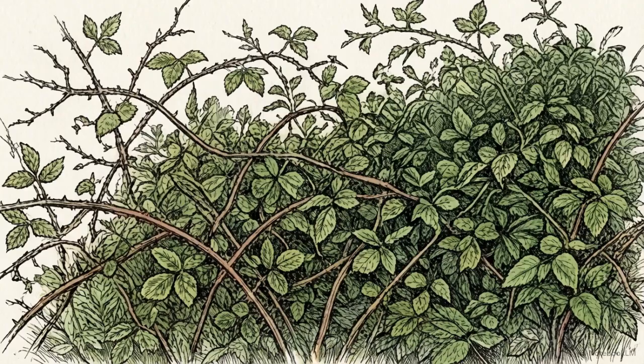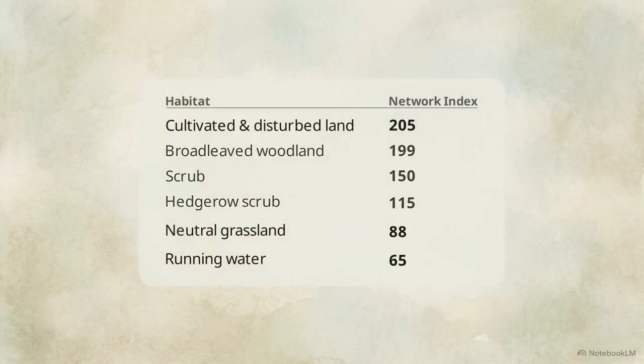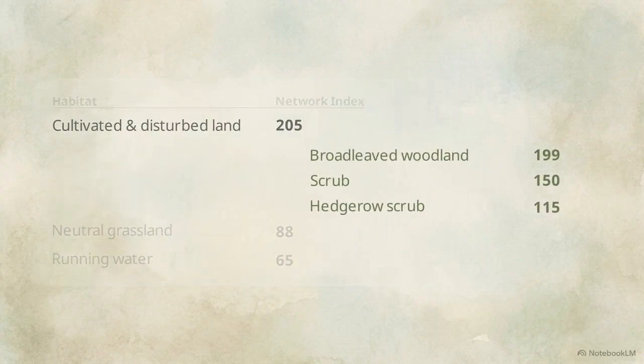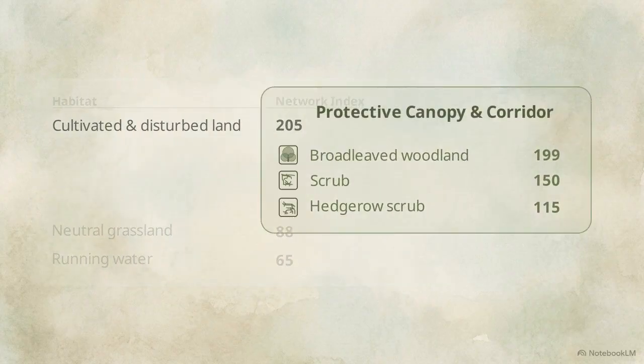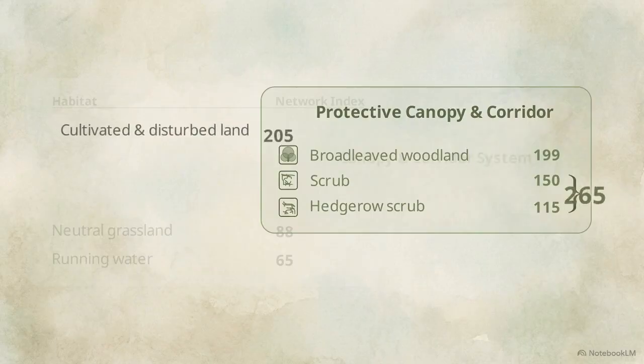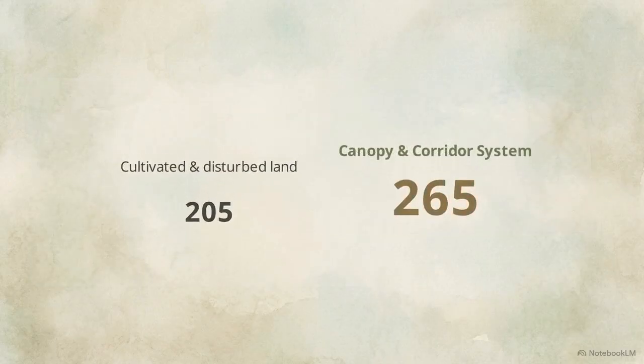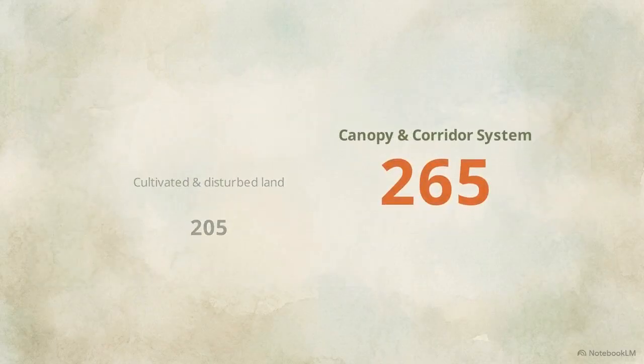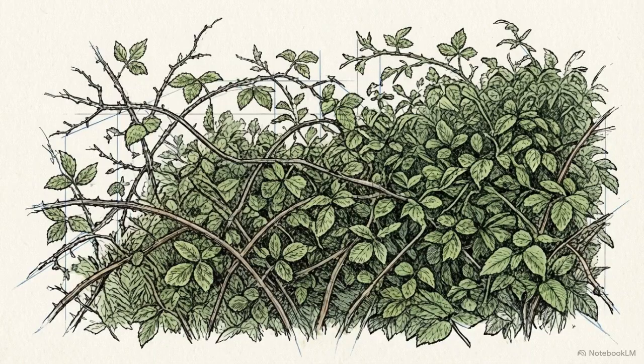Set against these stressors is the network's natural defensive counterbalance. Grouping broadleafed woodland, scrub, and hedgerow scrub maps the park's canopy and corridor system. Human bias often interprets thick, scrubby hedgerows as merely untidy. But when grouped, the scrub and hedgerow indices produce a combined score of 265, outranking the disturbed land metric. This 265 metric represents the essential structural scaffolding of the entire park network.